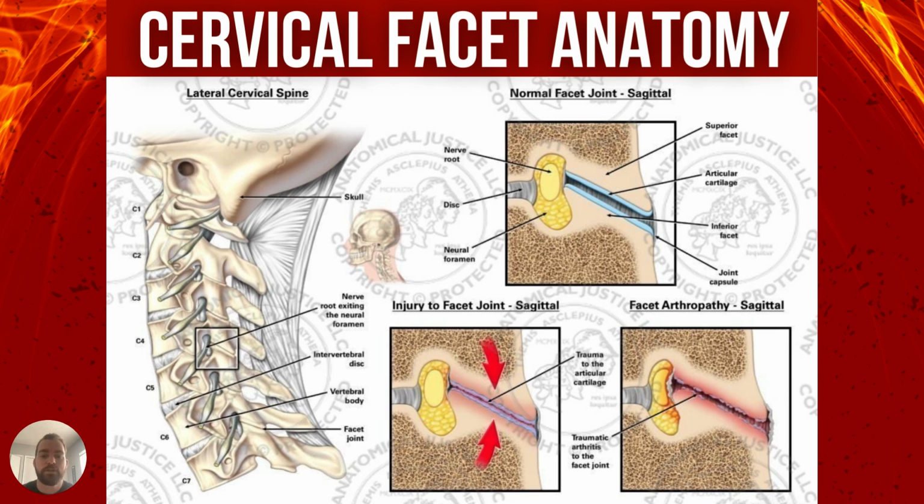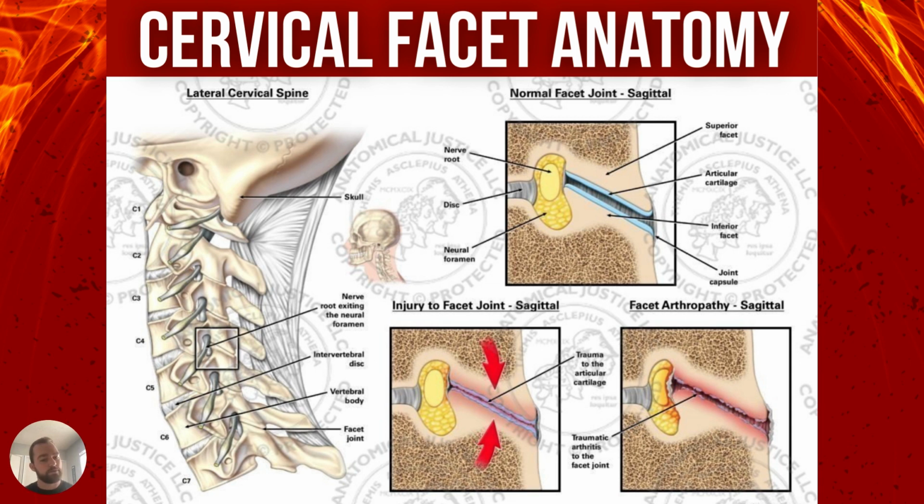All right, so you're going to see the articular cartilage. You'll see the nerve root is right by it, the disc right in front of it, and the neural foramen that runs right next to that nerve root. Now, if we get direct trauma, an injury to a facet, you're going to see this in the bottom left. And that starts to wear away at that articular cartilage, which then narrows that space and can further irritate that nerve root.